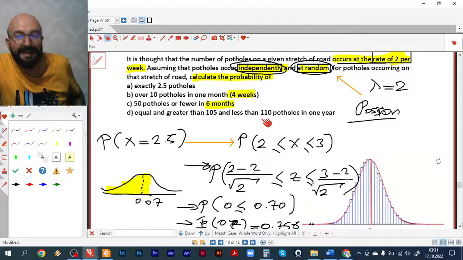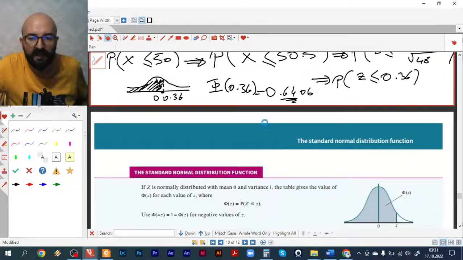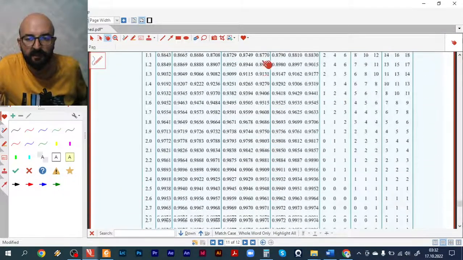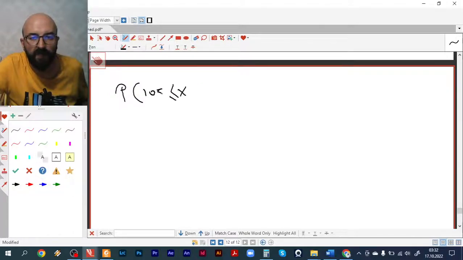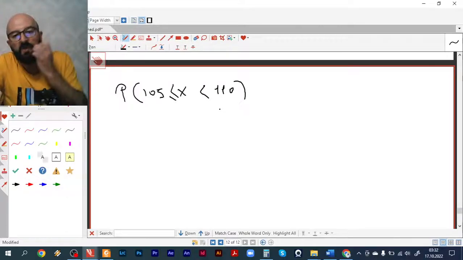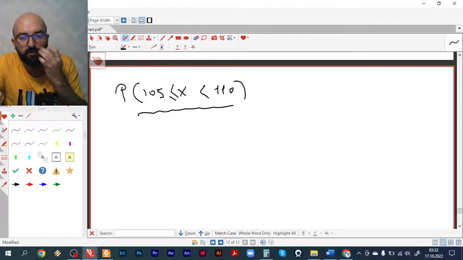And then the last question: greater than or equal to 105 and less than 110. But these intervals are according to the Poisson distribution.